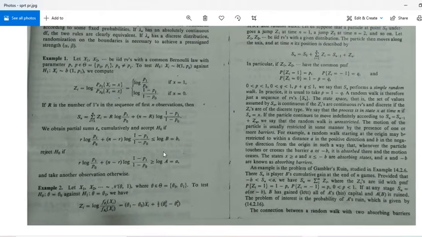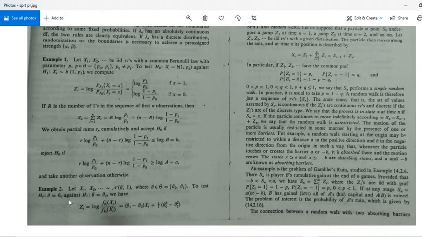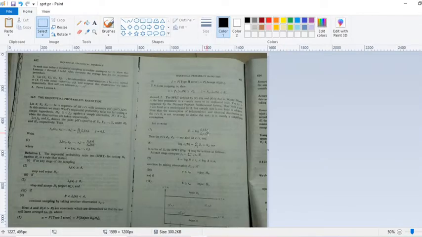So the second problem: let X1, X2, ..., Xn follow Normal(theta, 1). We have two possible hypotheses: null hypothesis H0, theta equal to theta0, and alternative hypothesis H1, theta equal to theta1. We have to test. For that we will compute Zi. Zi is actually log of f theta1 of Xi divided by f theta0 of Xi.